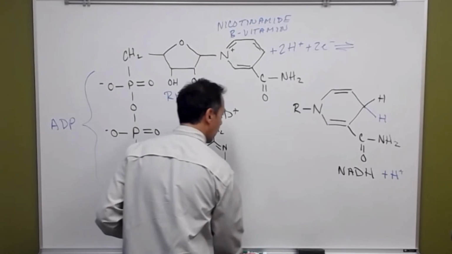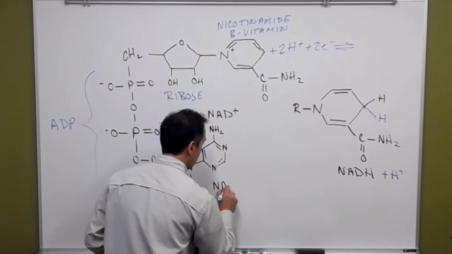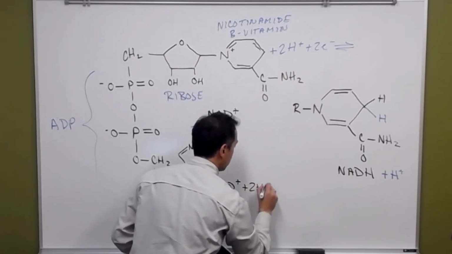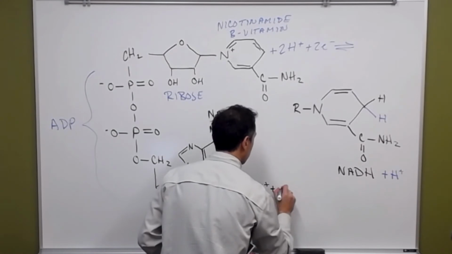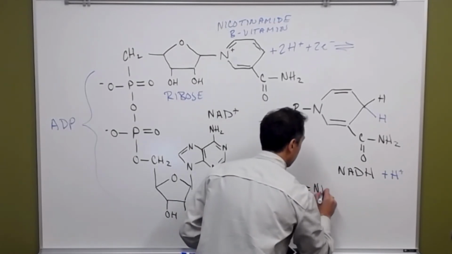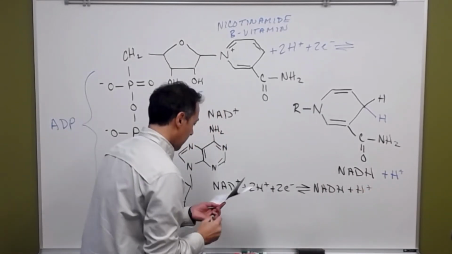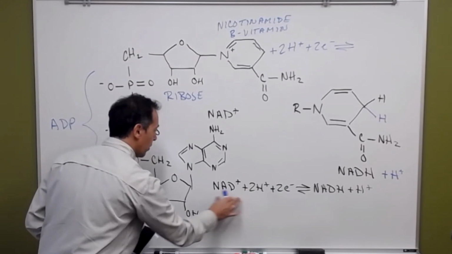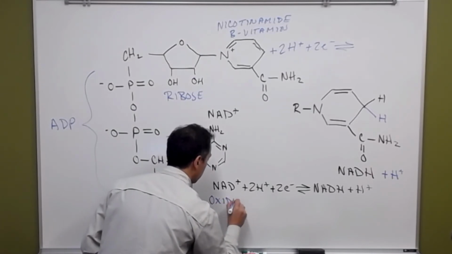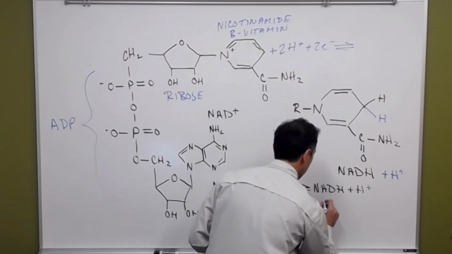Okay, and maybe I should rewrite that and just throw all that out there. We're going to do NAD plus 2 hydrogen ions, okay, plus 2 electrons yields then NADH plus a hydrogen ion. And then this original form right here, this is our oxidized form. And then over here where we added the hydrogen, this is our reduced form.